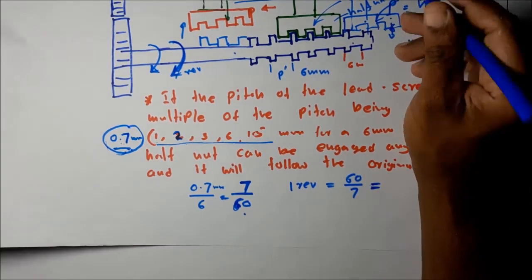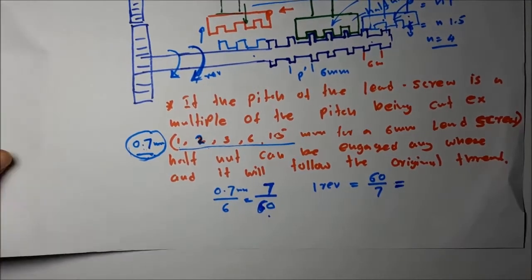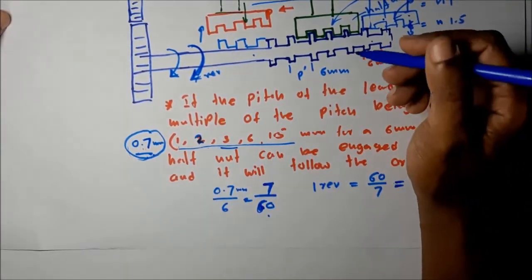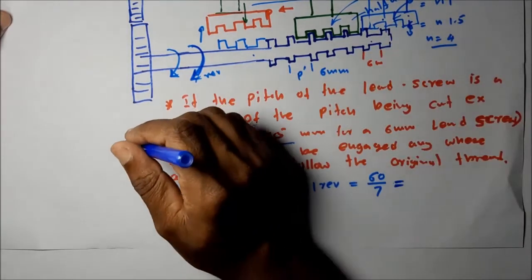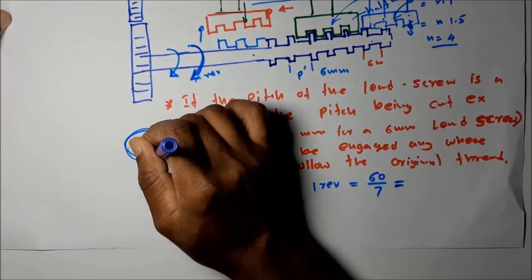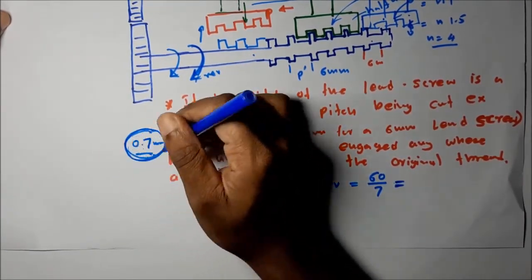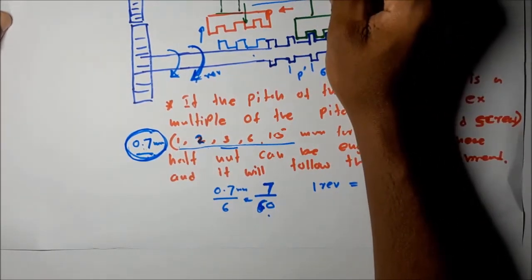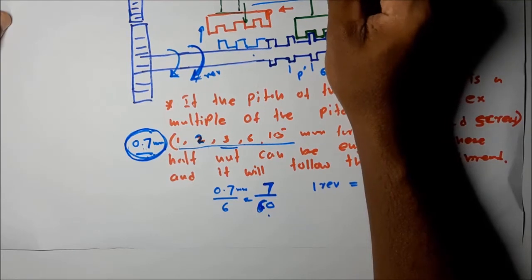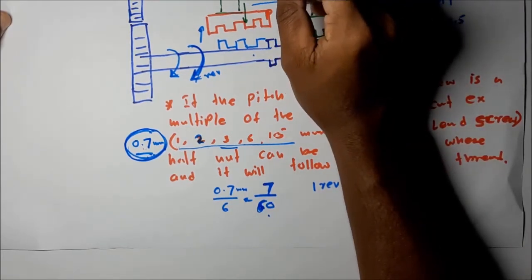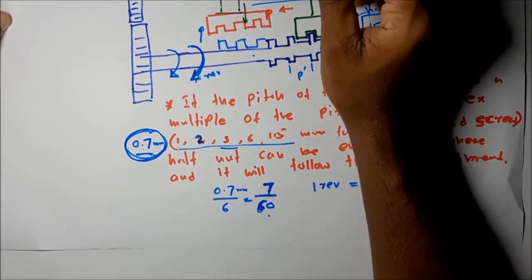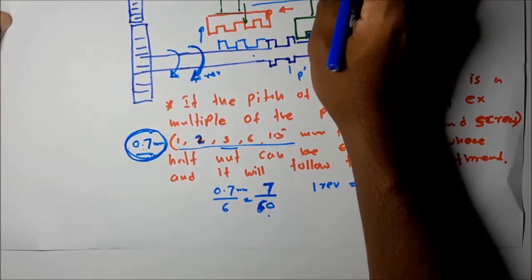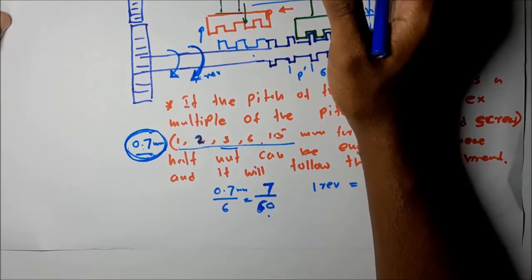Okay, now I think this one is all clear. Then what happens when you are cutting this kind of thread? What are the methods to align the cutting tool to the previously cut thread? If you are doing the second cut, how do you align the cutting tool to the first cut? That is the thing.